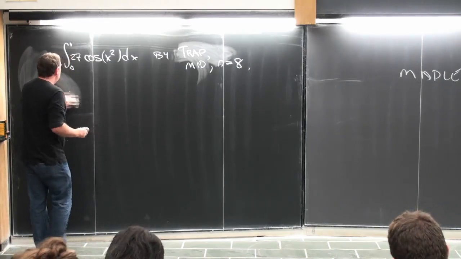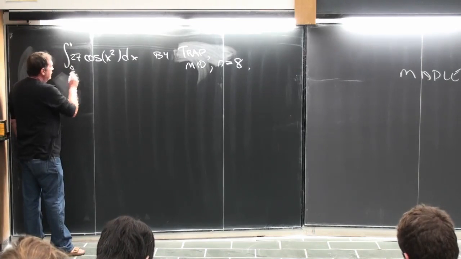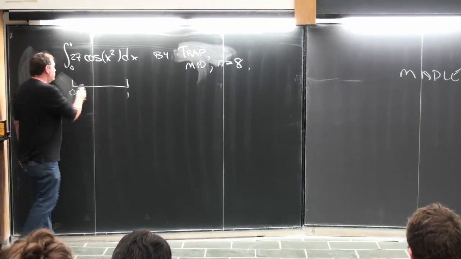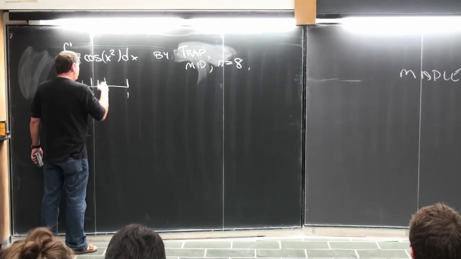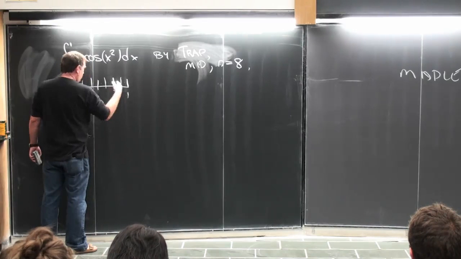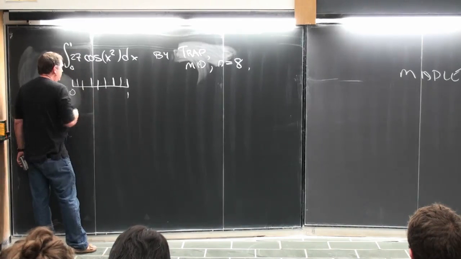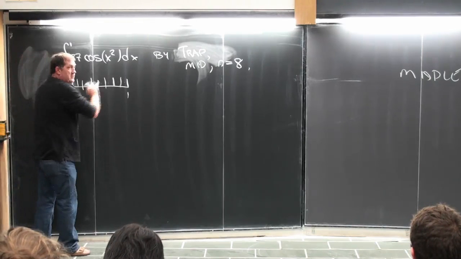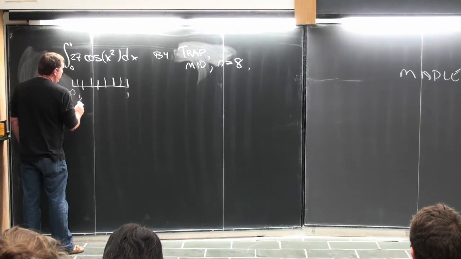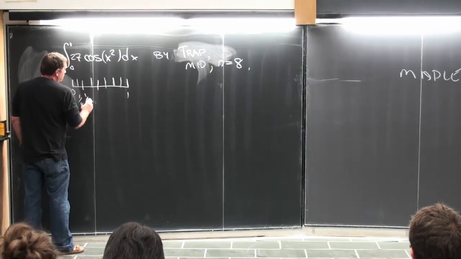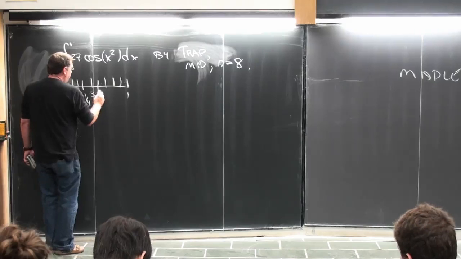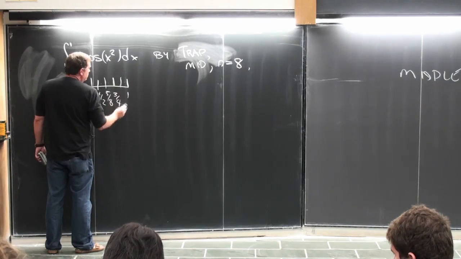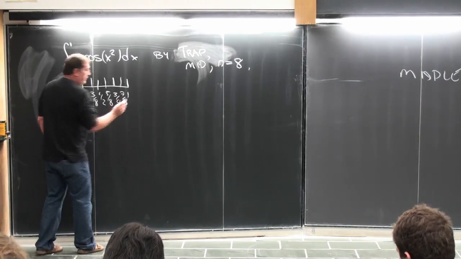So what we do is we take our interval from 0 to 1 and we divide it up into 8 chunks. 1, 2, 3, 4, 5, 6, 7, 8. And our x's that we're going to evaluate are the edges of each of these chunks. So this first one will be 1/8, then 2/8, which is 1/4, then 3/8, and 4/8, which is 1/2, then 5/8, then 6/8, which is 3/4, then 7/8, and 1.